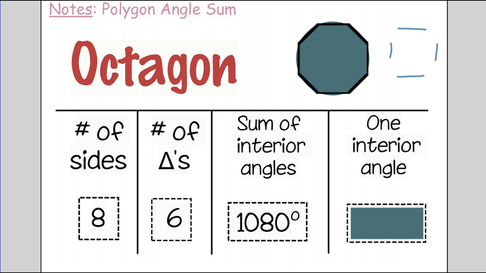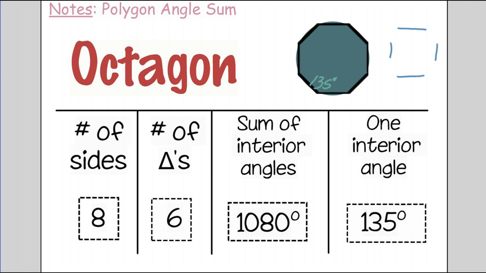Every angle. Do you notice what's happening to our interior angles? Are they getting bigger or smaller? As our shape has more sides, these angles are getting more obtuse and more obtuse. This angle is 135. The sum of the angles is going up by 180, but not the individual ones.